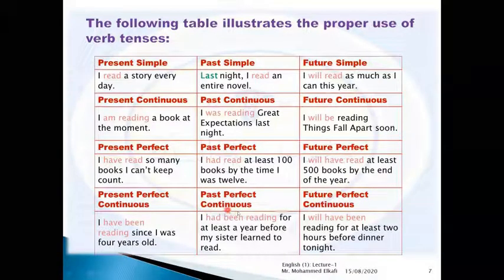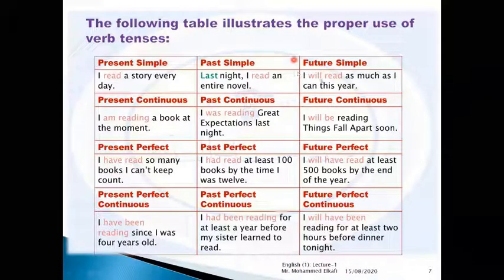Past perfect continuous. This is the fourth type of past tenses. Here also we have the same form: all the subjective pronouns, you, we, they, and he, she, it, plus had, plus been, plus verb plus ing. So for example: I had been reading for at least a year before my sister learned to read. So these were the past tenses.